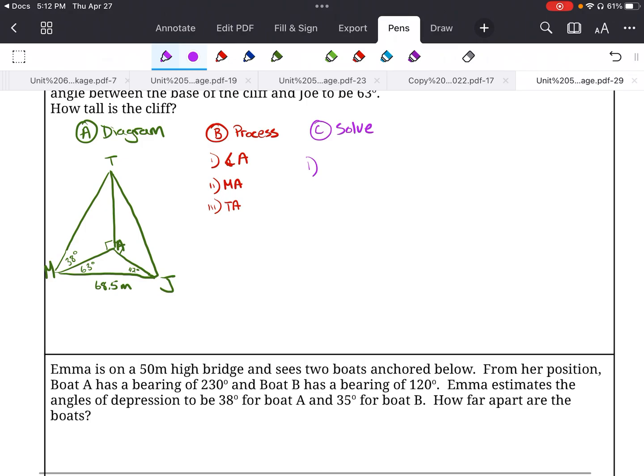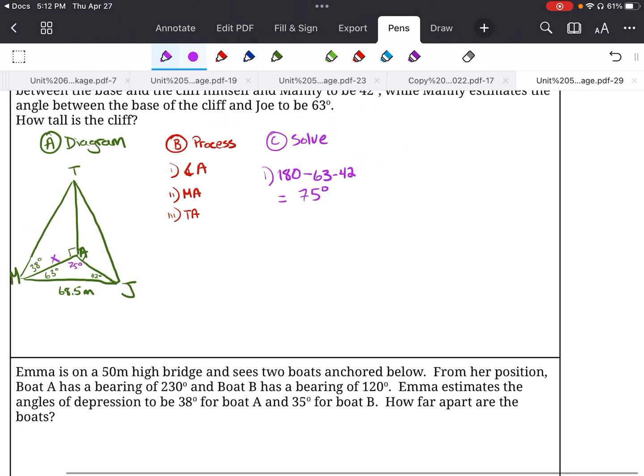So number 1, angle A. Well, we know the two angles in the bottom triangle, so we can subtract the 63 and the 42 from 180. And we're going to get 75 degrees. Okay, so this is 75 degrees. Now we can use sine law to find the length of MA. Okay, and this is step 2.